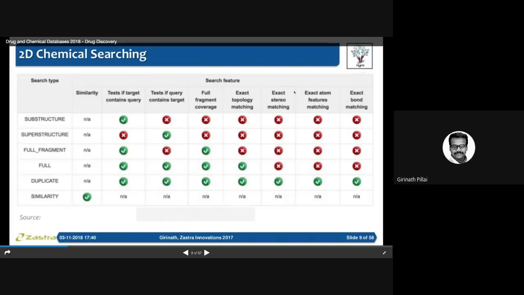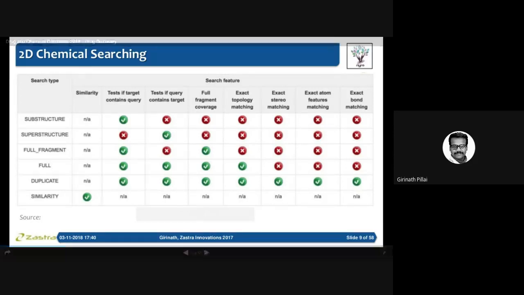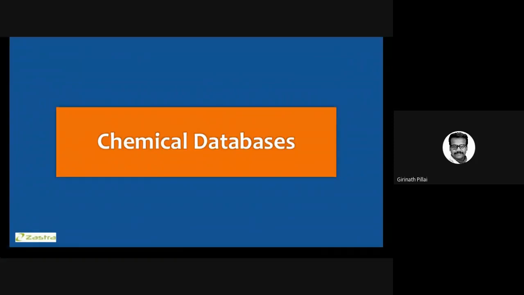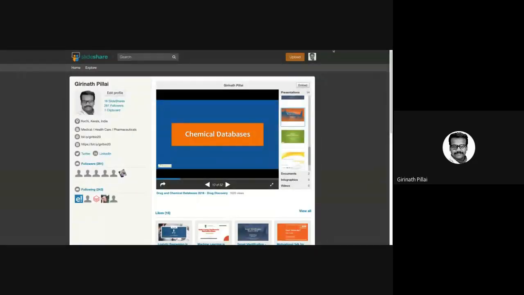So this picture, I mean the table, tells you how to categorize your different kinds of 2D chemical searching. This is very important when you're trying to identify your key structures from the databases, right? So do you have any questions before I move forward?